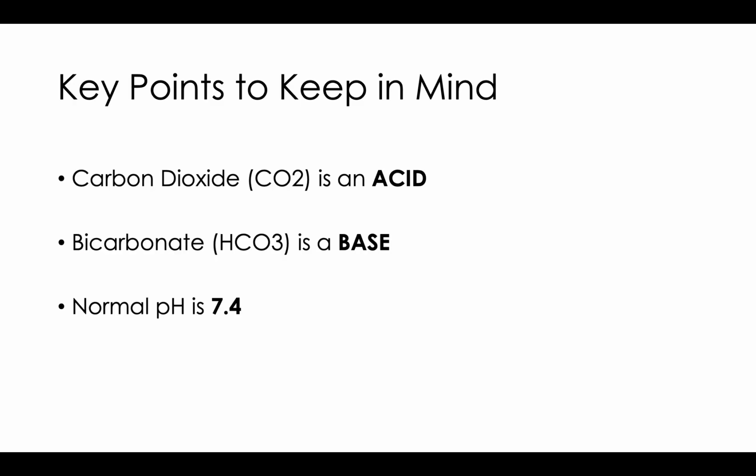First, I want to tell you that there are 3 key points that I want you to keep in mind for every single question. First is that carbon dioxide is an acid. Bicarbonate, or HCO3, is a base. And your normal pH is 7.4. This is actually something they give you, but the questions go by faster if you can just remember 7.4 is your normal pH. And honestly, this is really all you need to know as far as base memorizing. Everything else you can reason out on these questions.